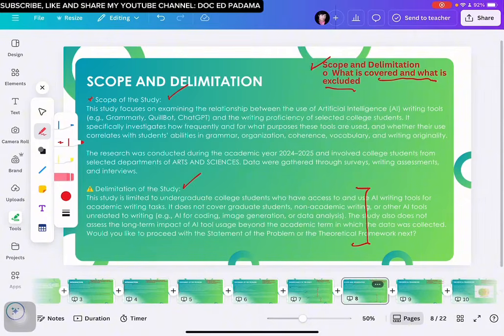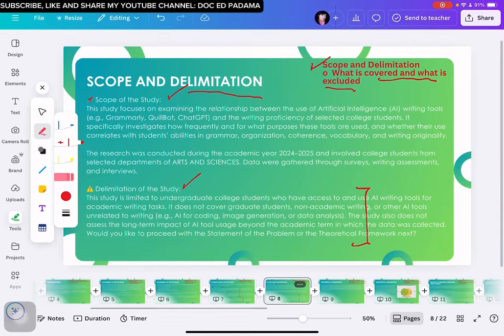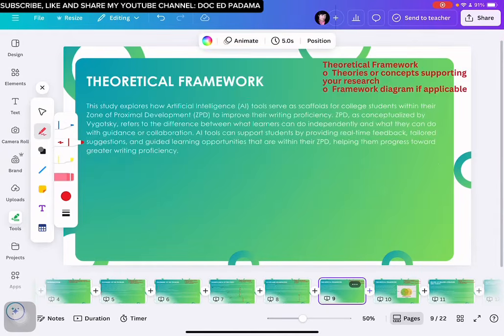I have a video that differentiated delimitation from limitation. You can refer to that particular video so that you will have a better grasp of what delimitation includes. Moving on to the next content of your slide presentation, which is slide number 9. The next content should be the theoretical framework of your study.